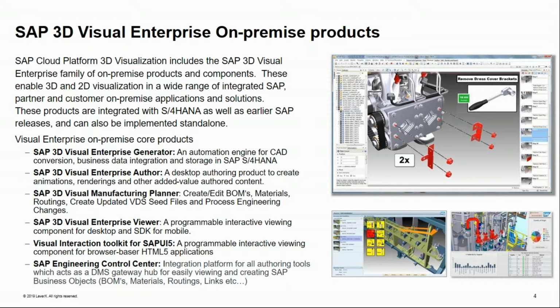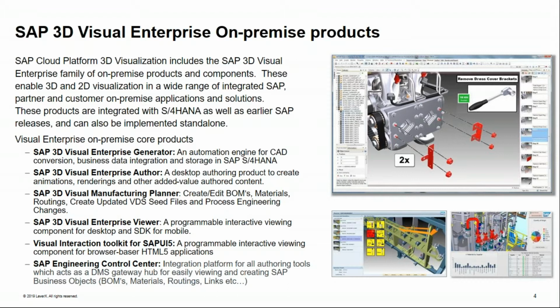And this is a programmable interactive viewing component for browser-based HTML5 applications. And this is a delivery mechanism, if we choose to use it, where we could take our digital twin files and then publish them out to our extended enterprise or our extended supply chain. And we can then share this data across the boards.